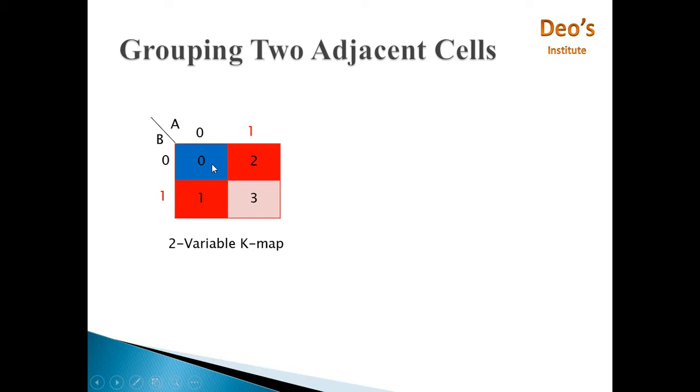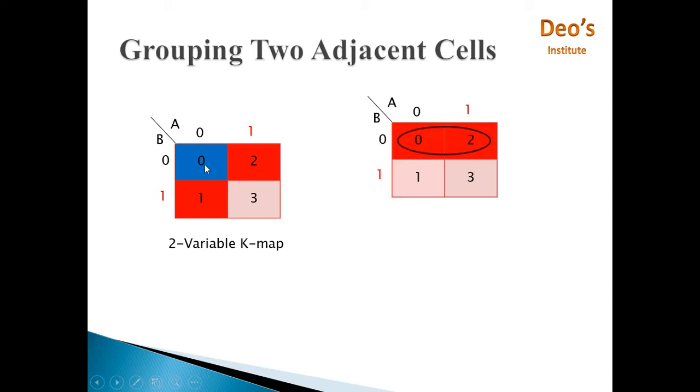In this two variable K-map, now we know how these cells are numbered: 0, 1, 2, 3. Here cell number 0 is adjacent to 2, and cell number 0 is adjacent to 1. Cell number 0 is diagonally opposite to 3. So you cannot make group of diagonally opposite cells. It should be horizontally adjacent or vertically adjacent. So you can make a group of 0 and 2.